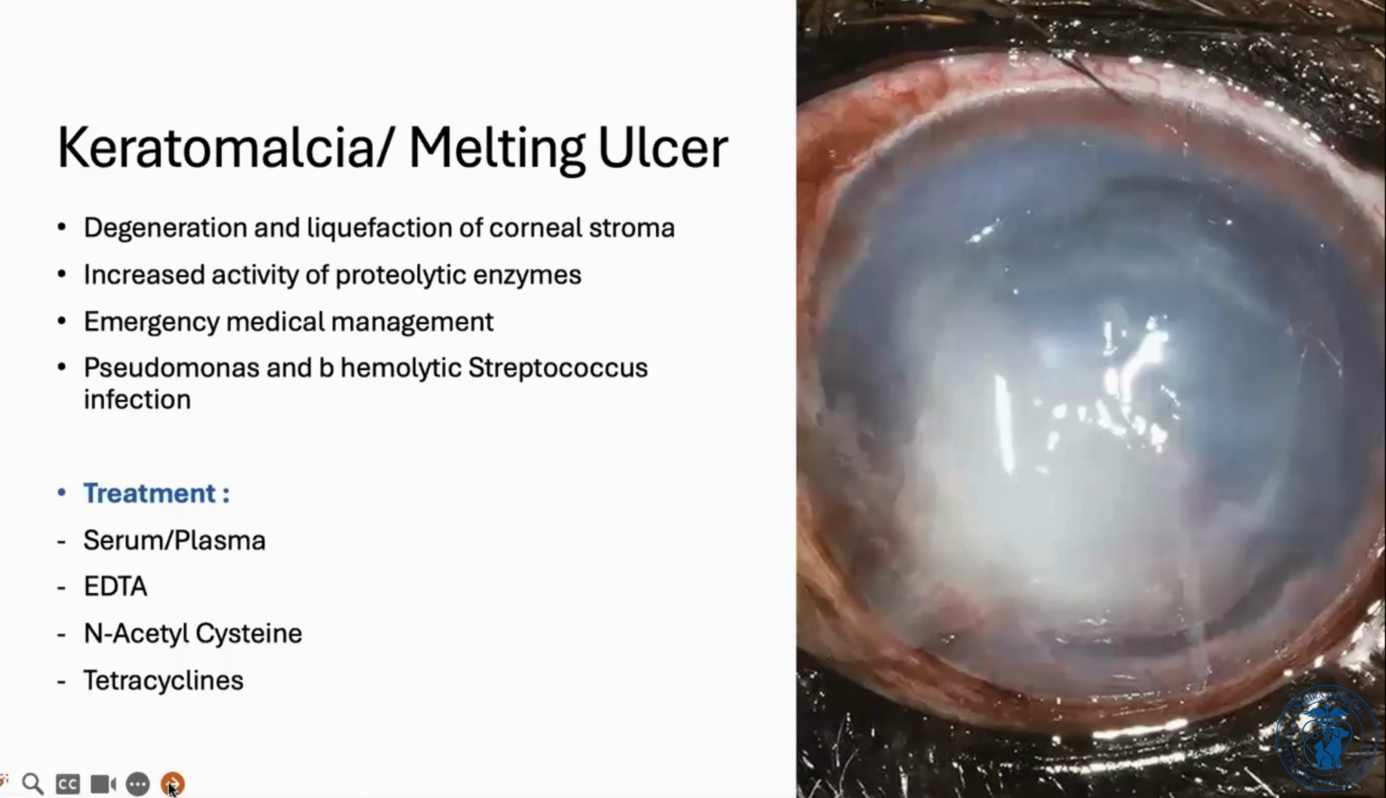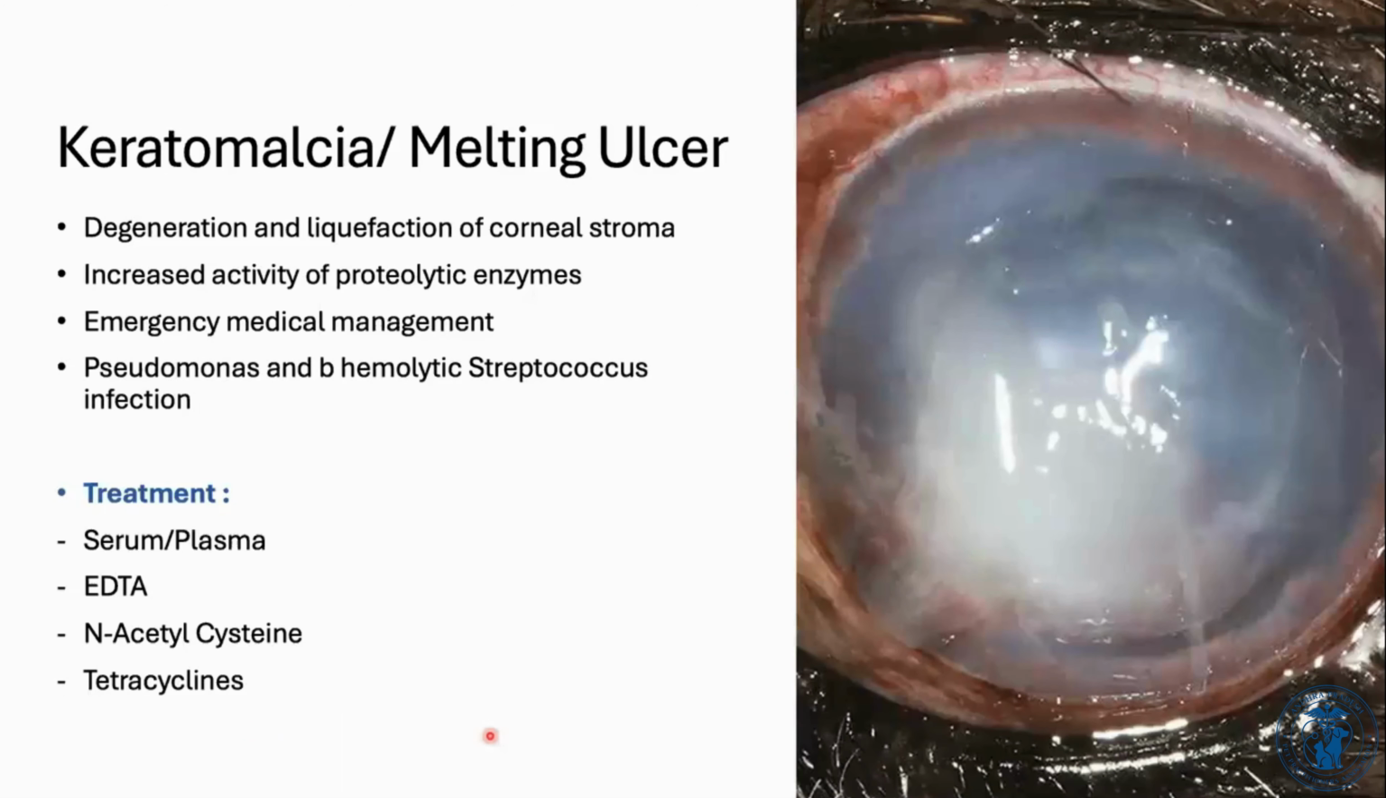Next is keratomalacia or melting ulcer. These are the trickiest ulcers to heal, and these are one of the ocular emergencies. If they are not taken care of properly, sometimes we have cases where the cornea just vanishes in the span of 24 hours also. So how will these ulcers look? Usually the cornea will be very squishy, milky white in color as if it is melting, and there will be softening of the cornea.